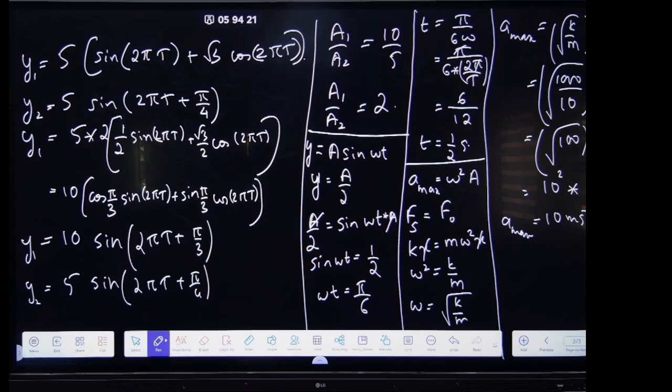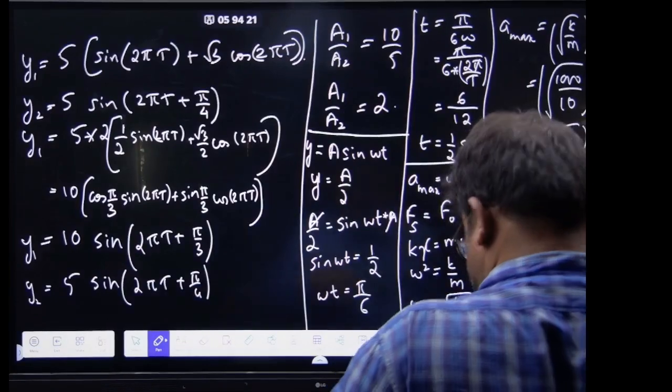The ratio of kinetic energy to the potential energy of a particle executing S-H-M at a distance equal to half its amplitude, the distance being measured from its equilibrium position, is option 1, 4:1, option 2, 8:1, option 3, 3:1, option 4, 2:1. What would be the answer?